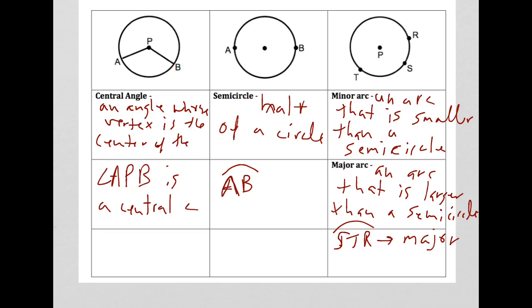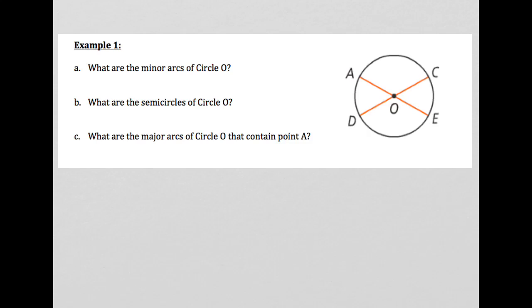On the other hand, if I just said SR, then it's implied that we're just talking about this little arc right there, since we're not throwing in that point T. So SR is a minor arc right here, and then STR, I'll draw that in green here, that is the major arc because that is greater than a semicircle. Alright, you can pause that if you need to write that down further. Make sure you're trying to get that down. I'm working on the handwriting here.